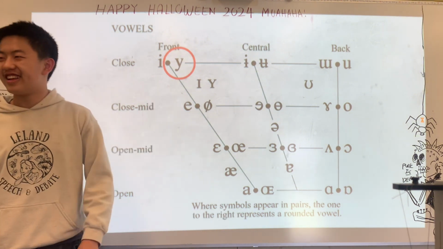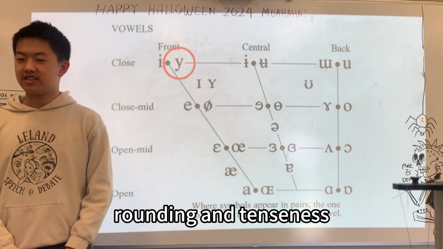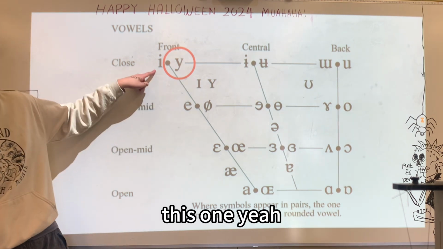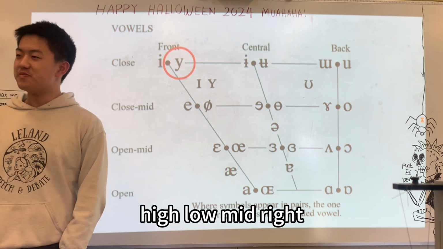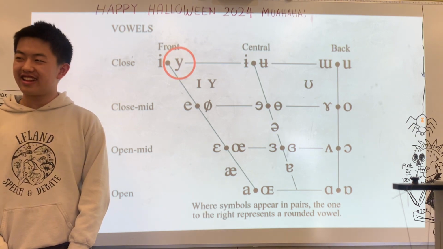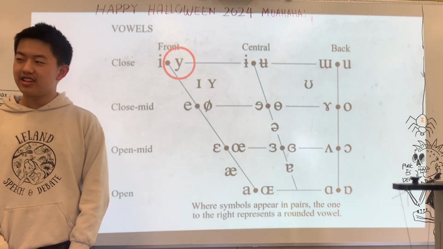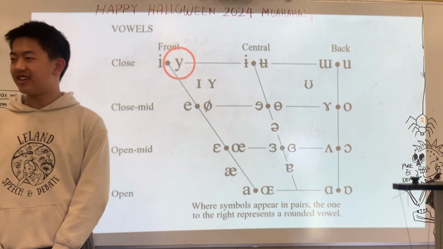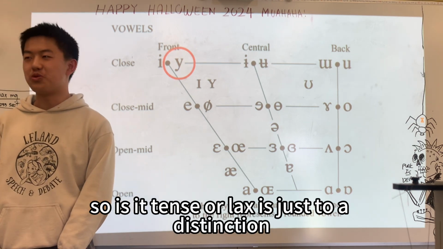Gavin? What order is it? Height, depth, rounding, and tenseness. So for example, this one, height first: high, low, mid. Then depth: front, back, or mid. This is high, front. Rounding: unrounded or rounded. This one's rounded. Then tenseness. So is it tense or lax? It's just a two-way distinction.